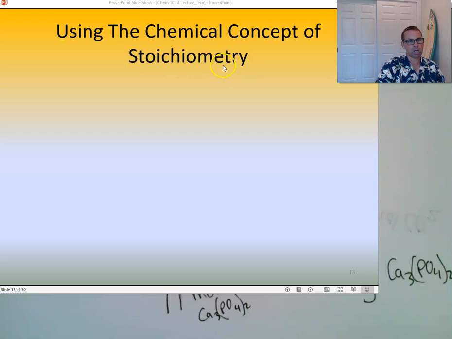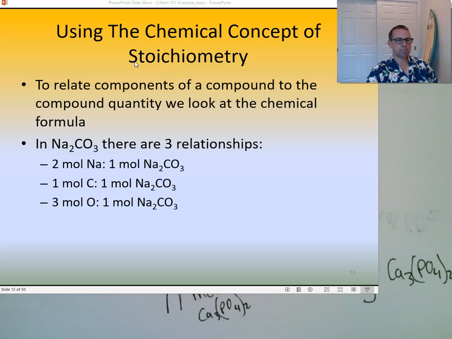Stoichiometry is the relationship between the different moles of material in either a chemical formula or a chemical reaction. So, for example, this compound, Na2CO3, what's the name of that compound?